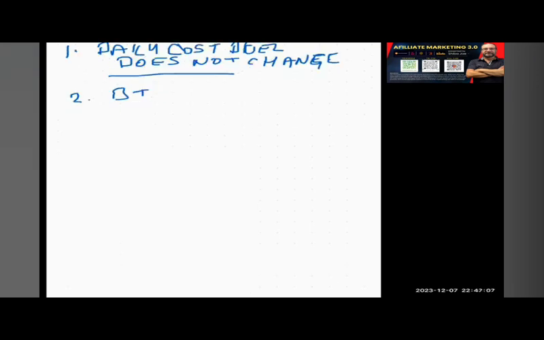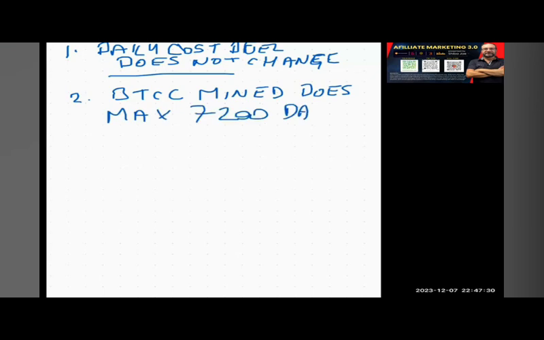Number 2, the amount of BTCC mined on a daily basis does change. Remember, there is a maximum of 7,200 coins mined on a daily basis. And that's not per person or per miner. That is a maximum in total. So if there is only one person with one miner mining, and it doesn't matter whether it's a 1x miner or a 100x miner, that person will get all 7,200.